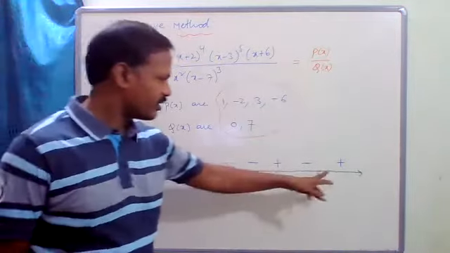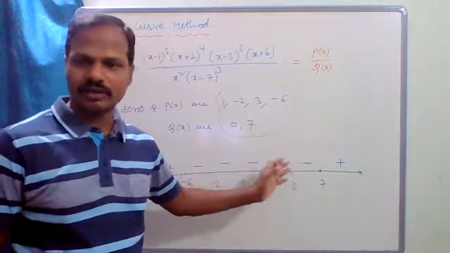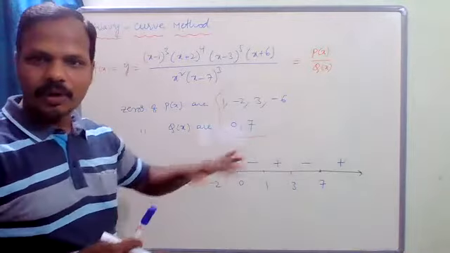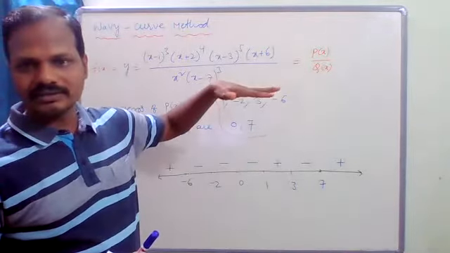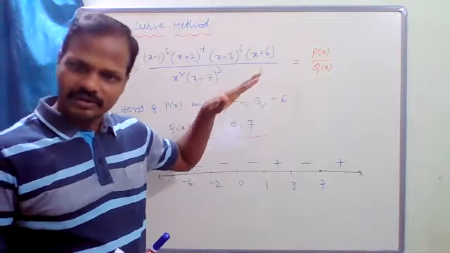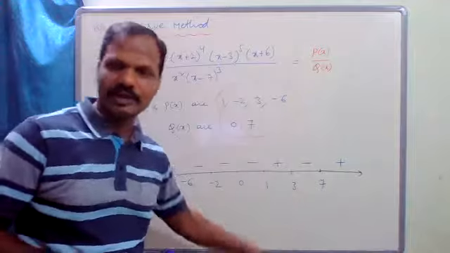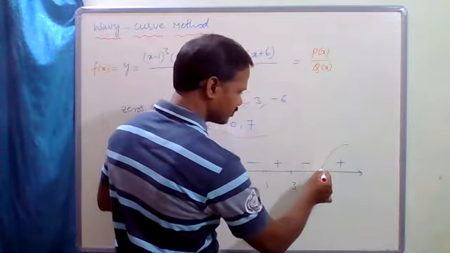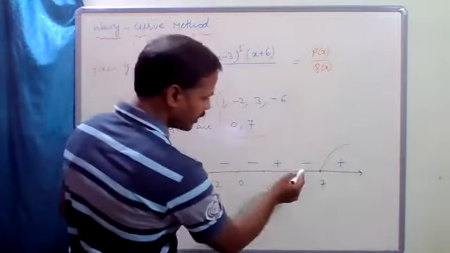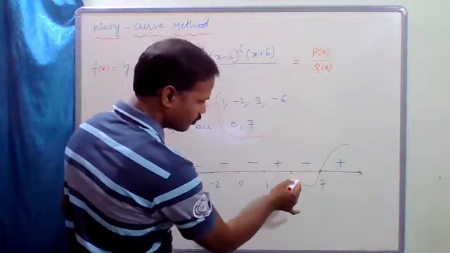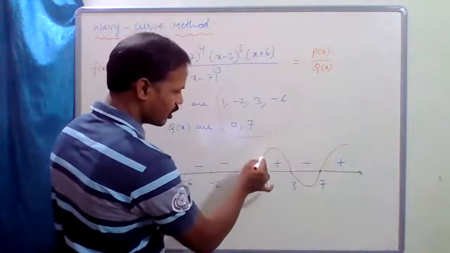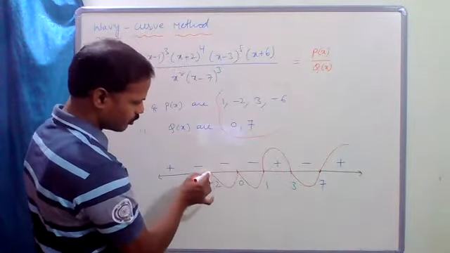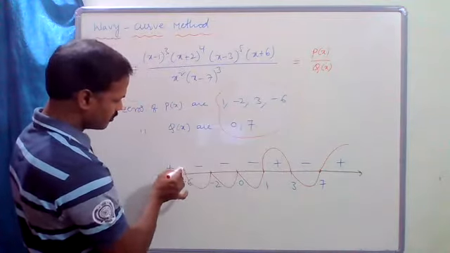After locating the sign, whether positive or negative, now we can draw the graph like this. Plus means positive. Positive means above the x-axis. Minus means negative, below the x-axis. So positive means the graph is like this. Now negative. Negative means you come down. Again positive, you go up. Negative, you go down. Negative, again go down. Negative, again go down. Just up.